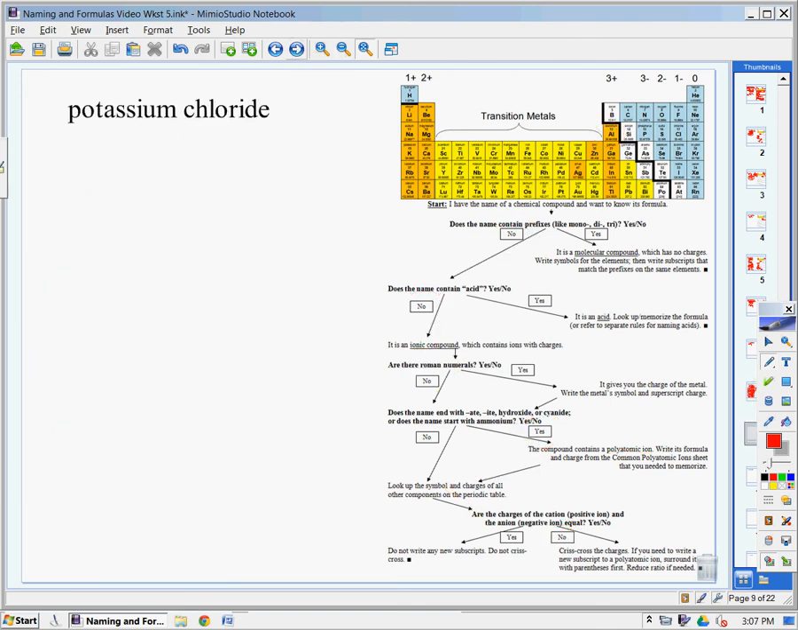Potassium chloride. K, this one's easy. So K+ and Cl-. Essentially, the way we go through this path is blah, blah, blah, done. Blah. And then are the charges equal and opposite? Yes, they are. So don't write any new subscripts. It's just K and Cl.